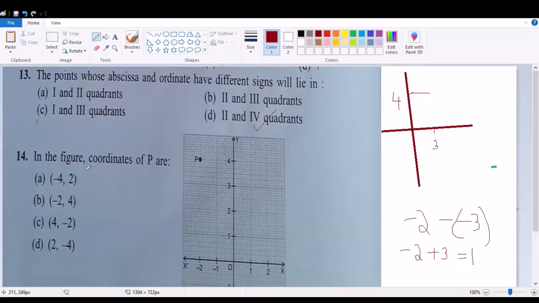Then in the figure, coordinates of P are, P means this one. So you have to write the coordinate. Coordinate means from the x-axis you have to first write down. That is minus 2. Then this much distance is what? 4. So the answer is what? Minus 2, 4 is our answer. Okay. So we'll move to the next question.